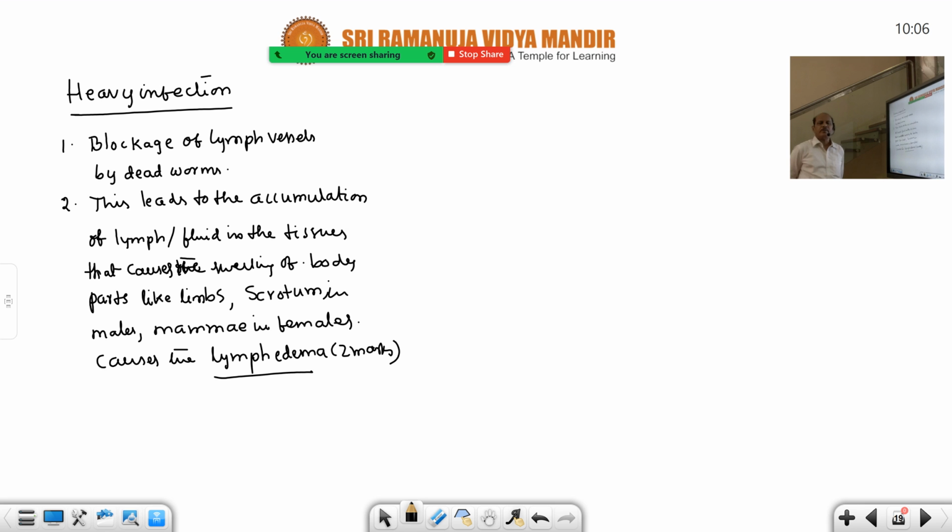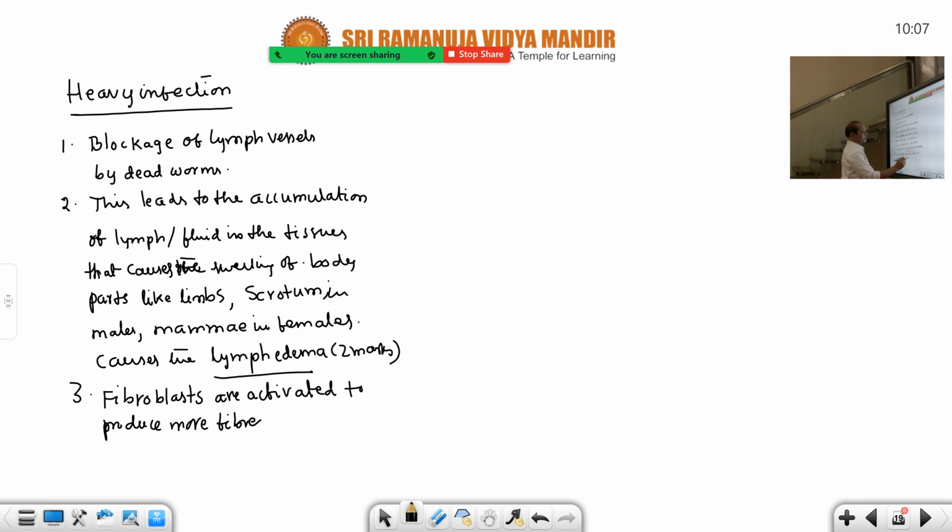Lymphangitis, lymphadenitis, lymphedema. Lymphangitis and lymphadenitis occur in light infections, and lymphedema occurs in heavy infection. Fibroblasts also are activated during heavy infection to produce more fibers. That leads to fibrosis in the affected areas. So this is also another important symptom during heavy infection in the affected areas.